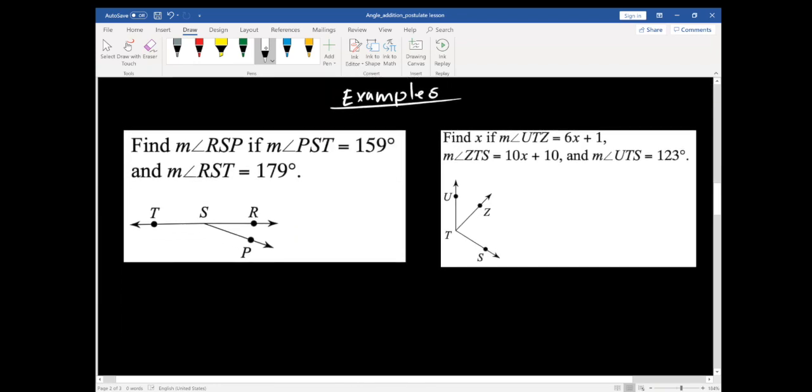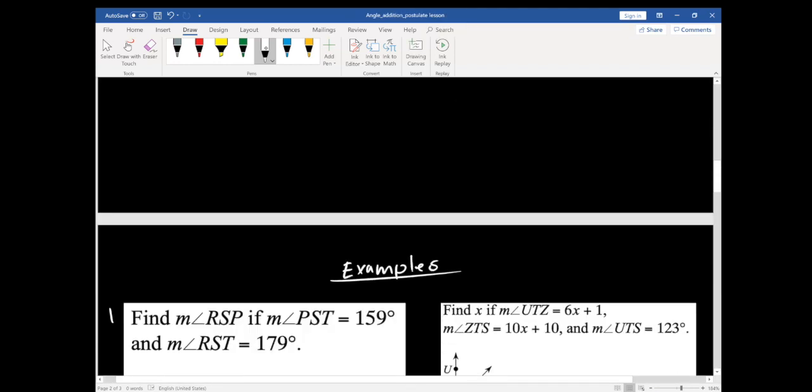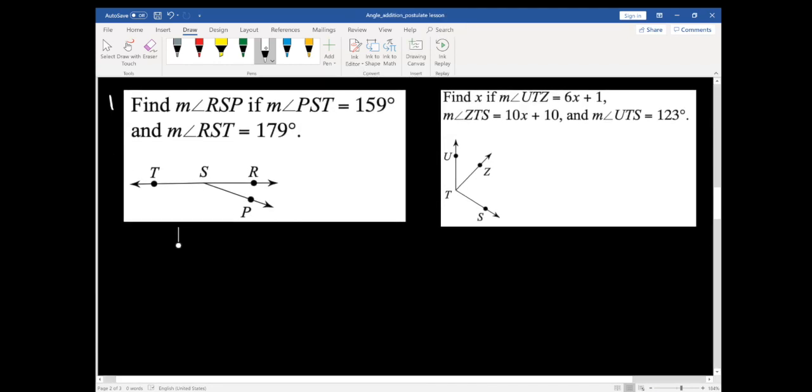So example 1, let's call this one 1. It says find measurement of angle RSP. So RSP, let's make that in green. RSP is going to be this one, right? So we're looking for that angle.